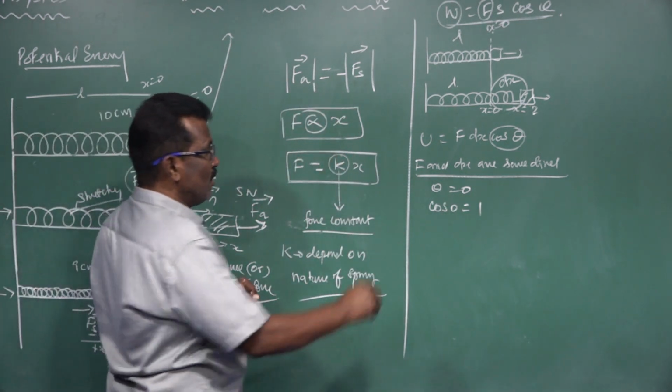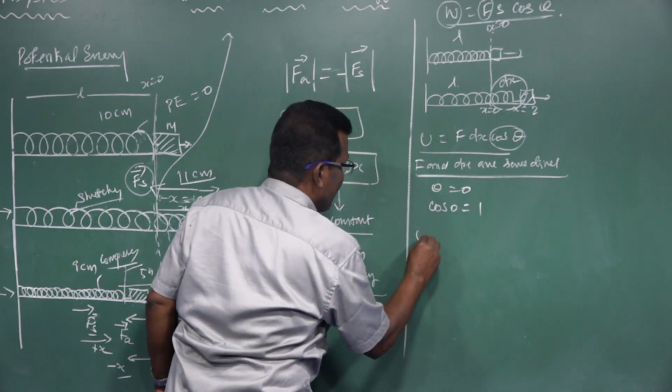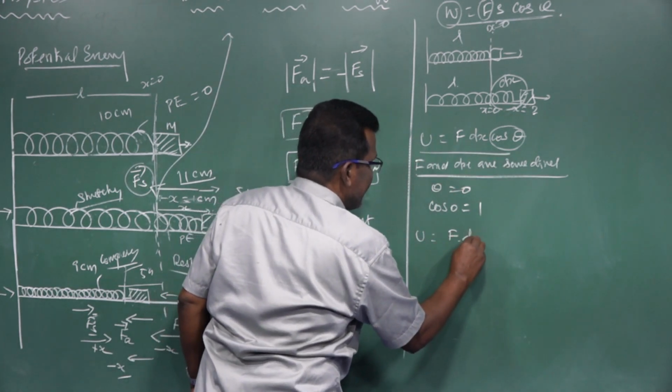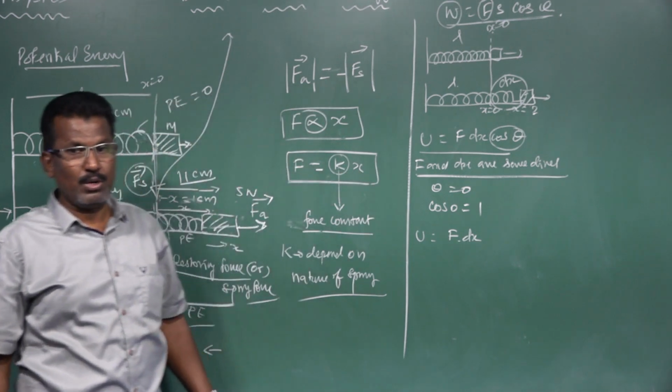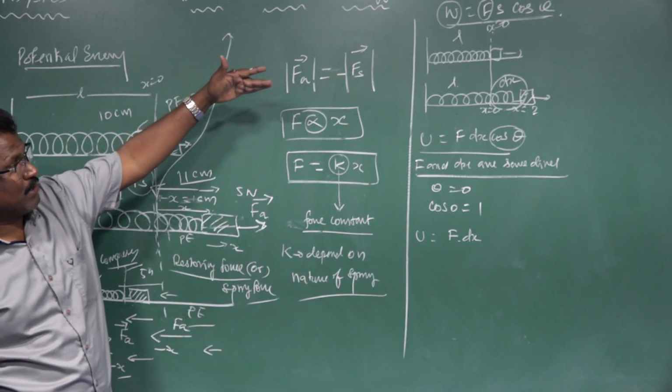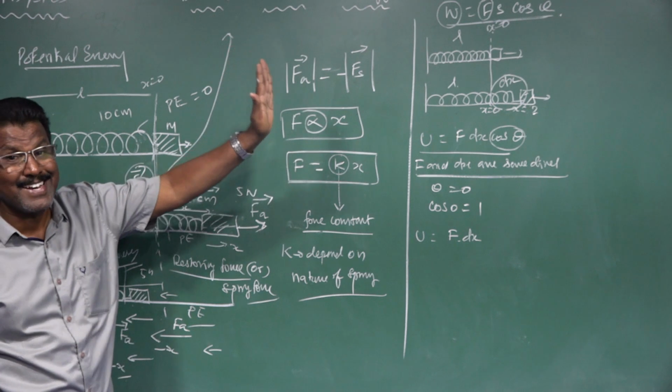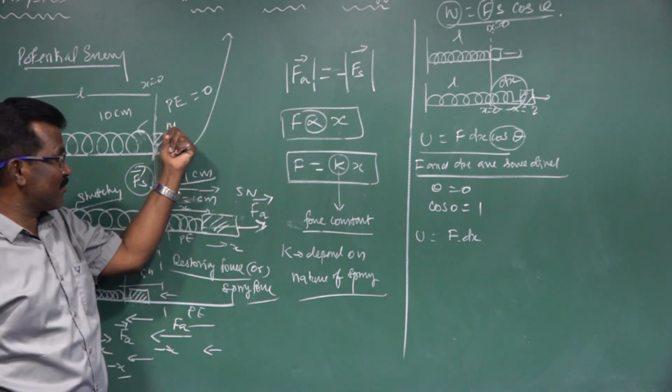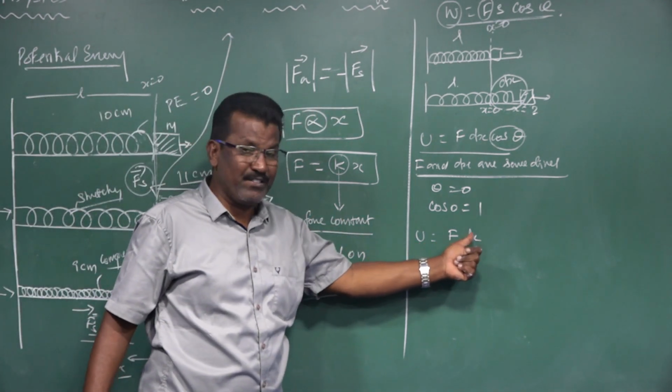Cos 0 is equal to 1. So rearrange the formula: U is equal to F into dx. When a certain force is applied to the body, it changes by a distance dx. The energy stored in a spring, the energy U, is equal to F into dx.